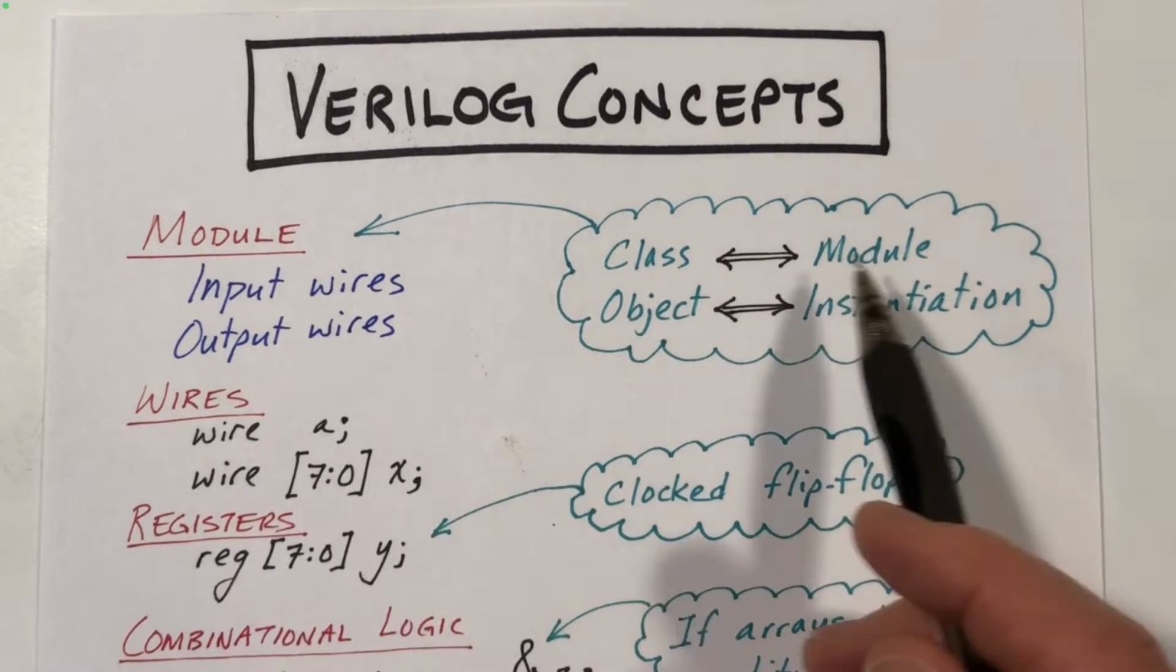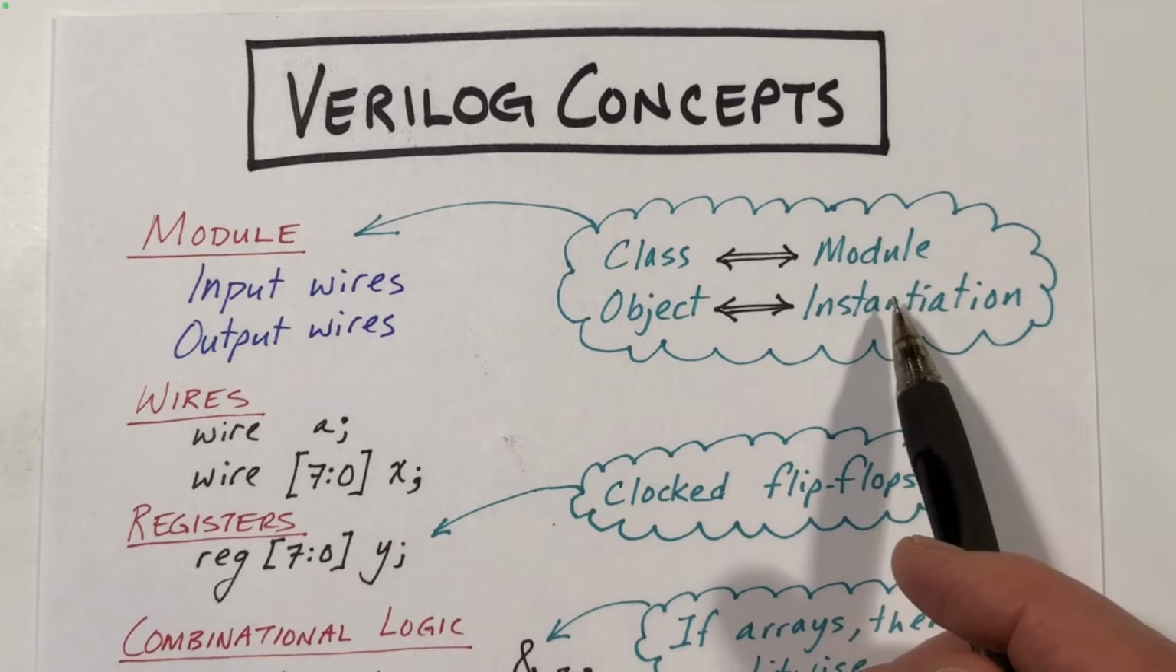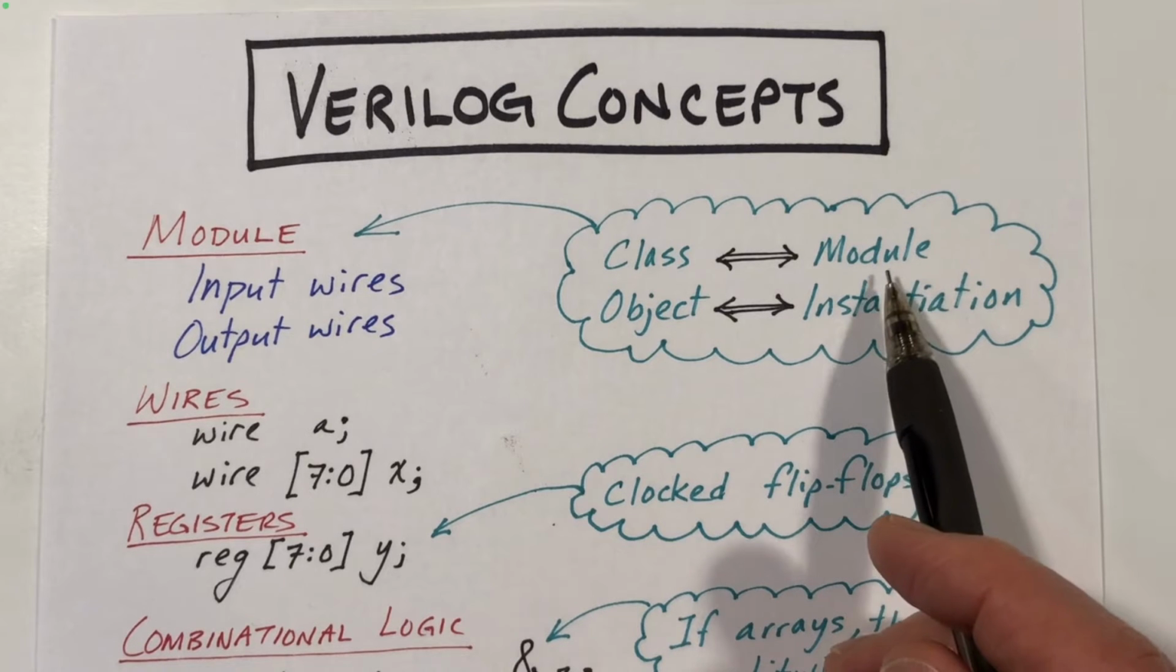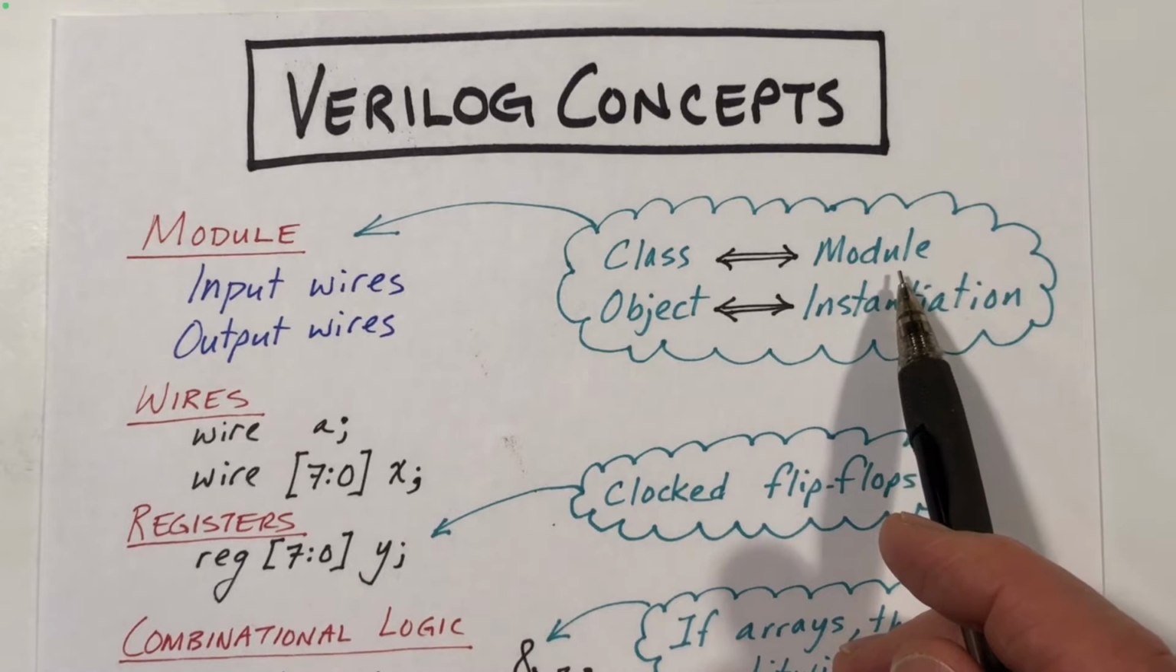And a module can be instantiated one or more times. For example, if your module describes a full adder and you want to build an add unit, you would instantiate that full adder module a number of times, once for each bit position.